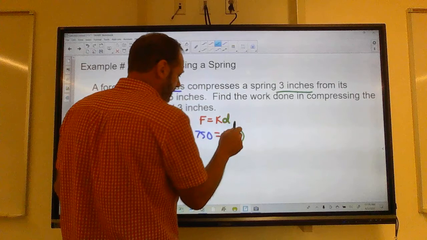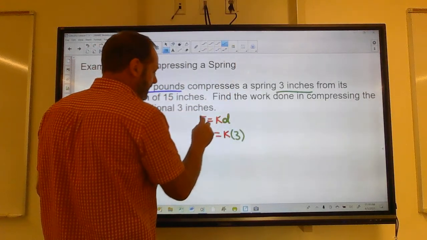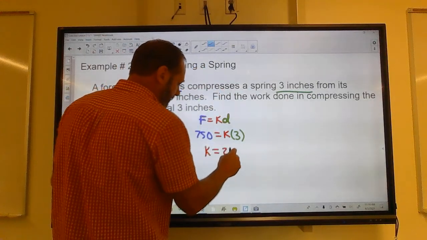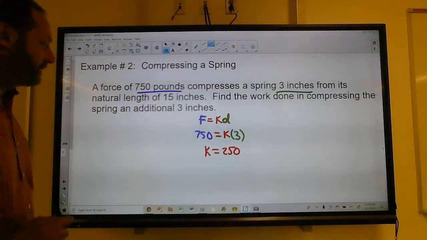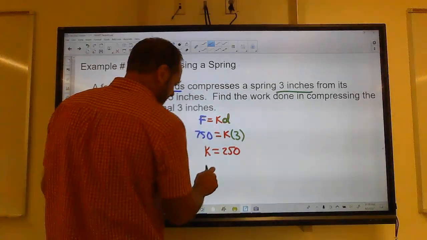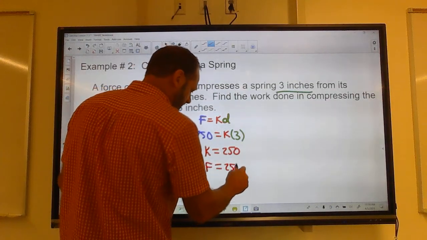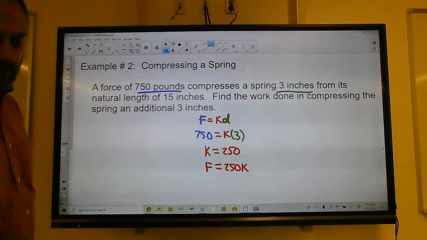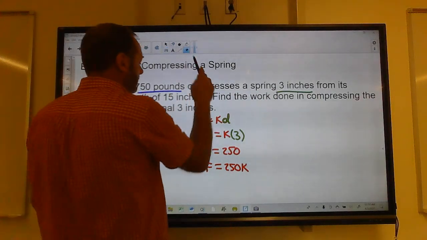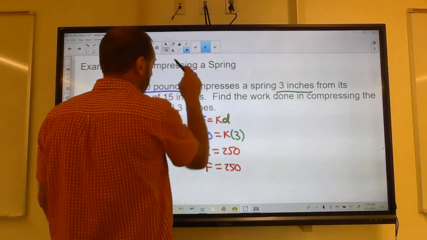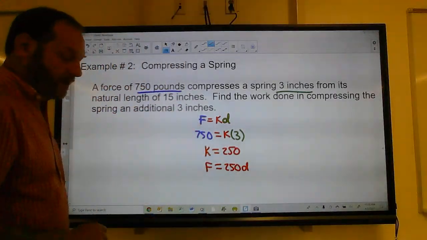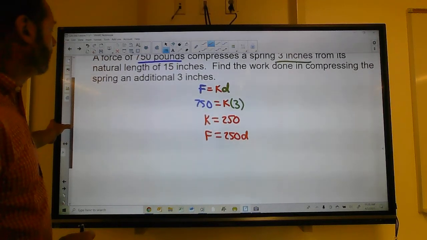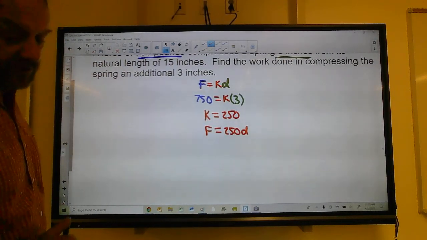So D is going to be 3, and F is going to be 750. And so we can solve this, and we figure out that K is going to be 250 when I divide both sides by 3. So this tells me that F is 250 D for this particular spring. Now, I'm sorry, D, not K, D. All right, so then find the work done in compressing the spring an additional 3 inches.